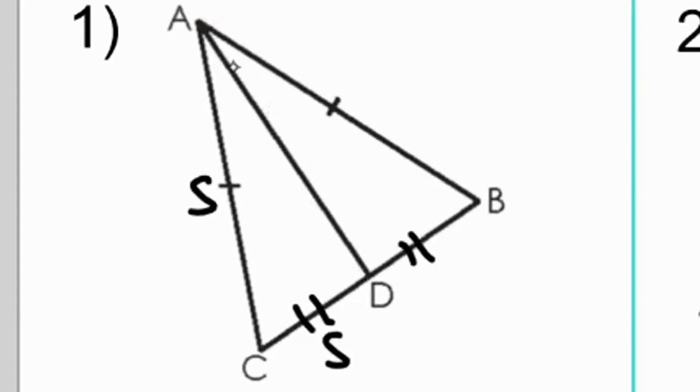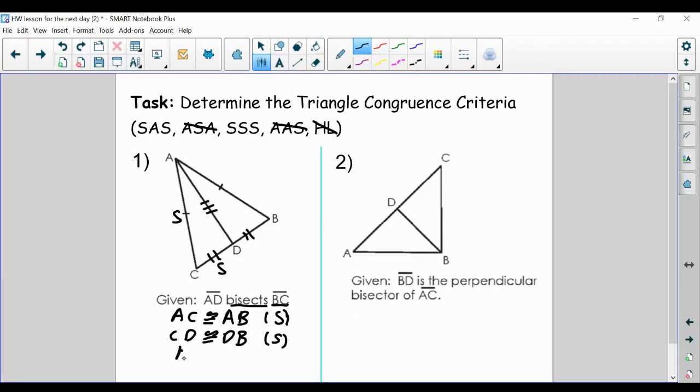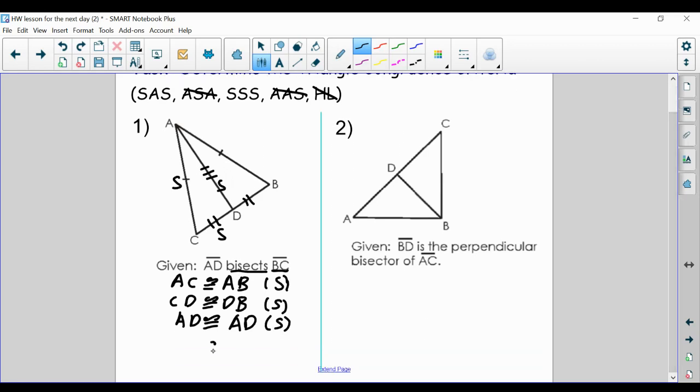Okay, look over here, it will be AD. Do you see the two triangles are sharing the same common side AD? So AD is congruent with AD. That is another side. When we're writing a proof, that will be the reflexive property. So looking at this, we have one side, two sides, and the third side. So which triangle criterion will it be? Side, side, side. Okay?